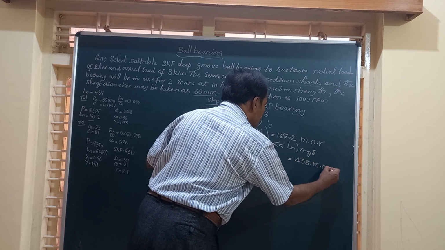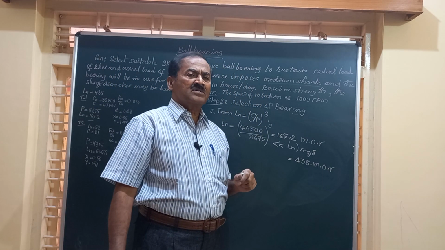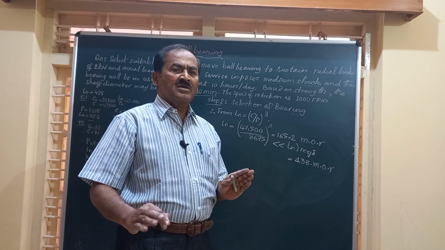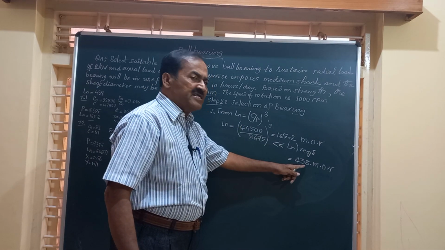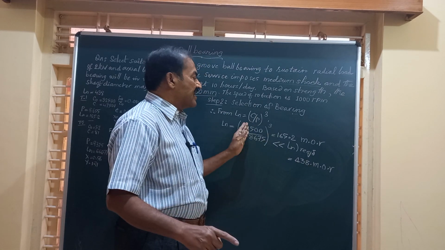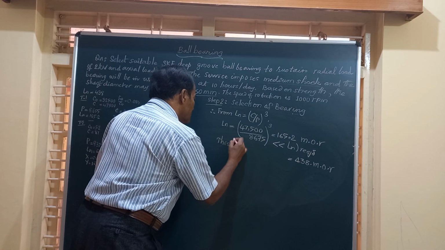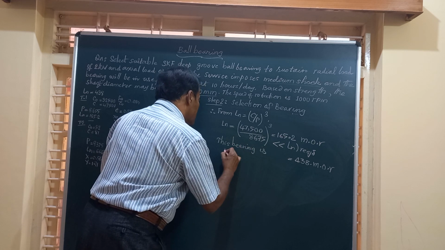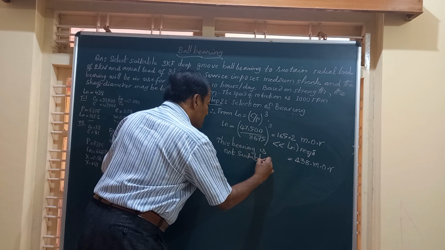That is to say, this bearing in the period of 2 years will be making only 165.2 millions of revolution when it has to be discarded, and hence since the required life of bearing is to be 438 point something minimum, we cannot take this, and we will say this bearing is not suitable for the given application, not suitable.